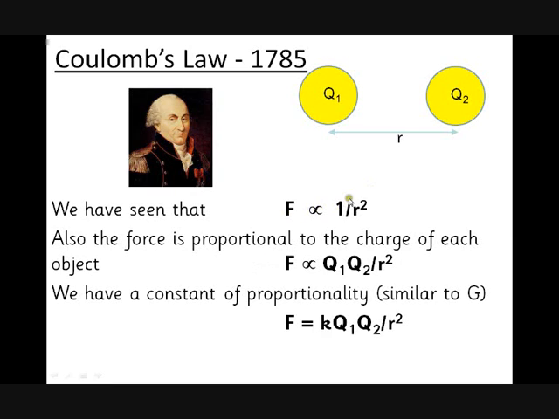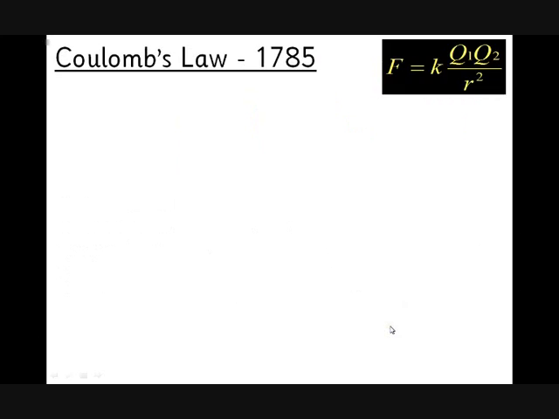So force is proportional to 1 over r squared, and it's fairly logical to assume that the force is going to be proportional to the charge of each object. So Q1, Q2, here are 2 charges. The bigger these charges are, the greater the force, but the bigger the distance, the smaller the force. If we put all this together and insert a constant of proportionality, which is k in our case here, then F equals k Q1 Q2 over r squared. If you've looked at gravitational fields, this is pretty similar to F equals G M1 M2 all over r squared.